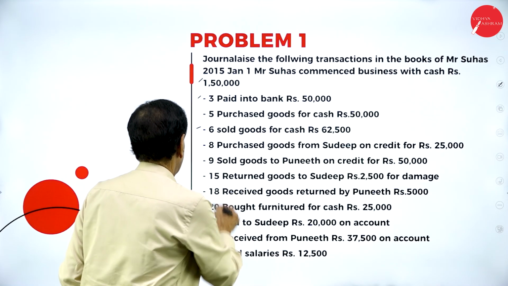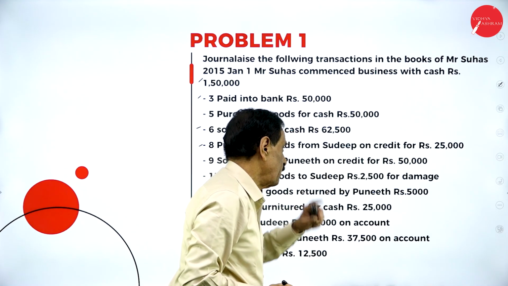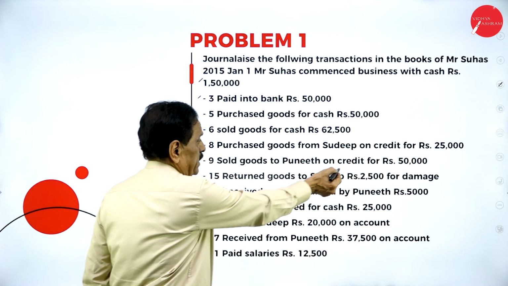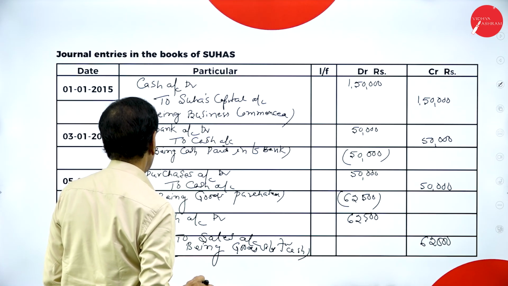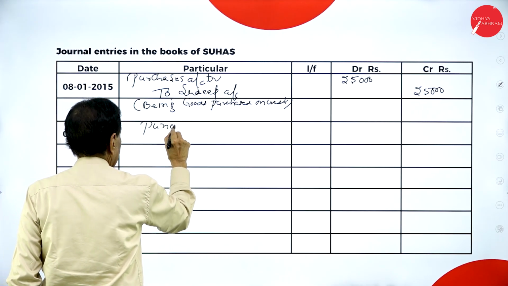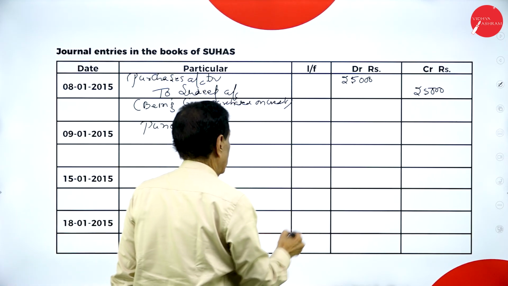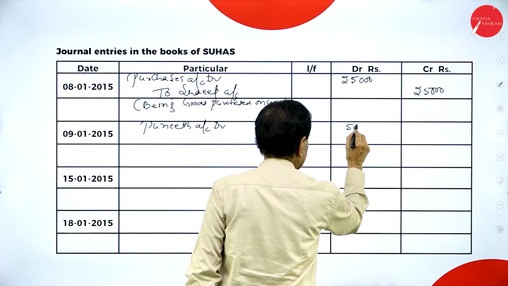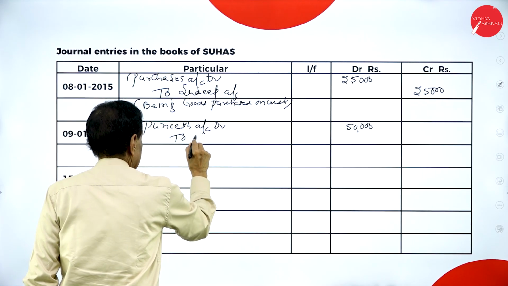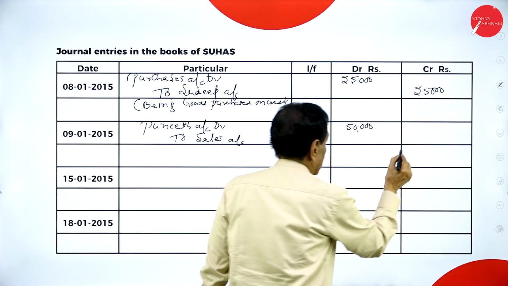Then 9th, sold goods to Puneet on credit for rupees 50,000. We sold the goods to Puneet. Who is the receiver? Puneet, to the extent of 50,000. Puneet account debtor 50,000 to sales account. $50,000.